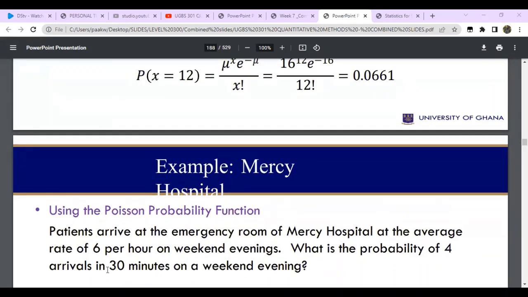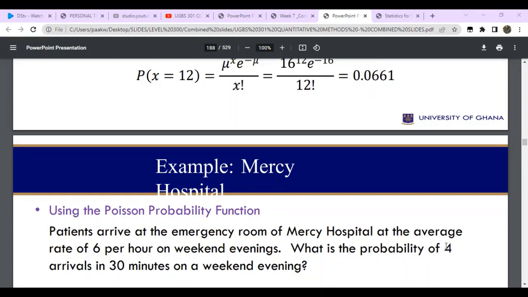You see, you said arise in 30 minutes on a weekend evening. And you said that 30 minutes is the time. Yes, and then you say you have to change it to hours. Because the lambda, you see, for you to be able to find a mu, that's the mean. You multiply lambda by what? Time. So here the lambda is what? 6. And the 6 is in what? In hours. Because it says per hour.